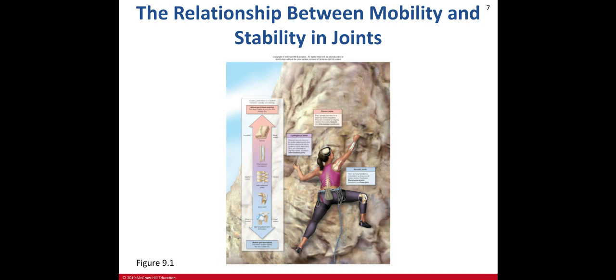And this is a diagram from your book showing you exactly that. You can have something stable but with limited mobility, things like your skull, or the membranes between your ulna and your radius. You can have a cartilaginous joint like your vertebrae. And then you get to things like your knee joints, your shoulder joints, or your hip joints that are freely moving but way less stable.